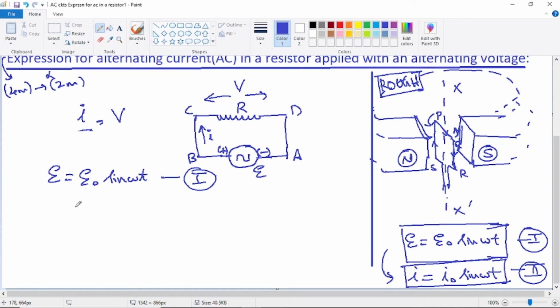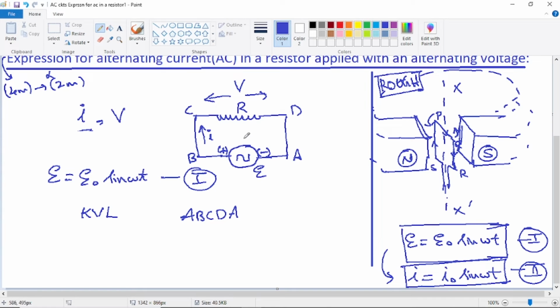Now we are applying Kirchhoff's voltage law to which circuit? To the closed circuit ABCDA. Closed means we are starting at one point and again reaching back the same point, so we are completing one complete loop. So we apply Kirchhoff's voltage law to the loop ABCDA.